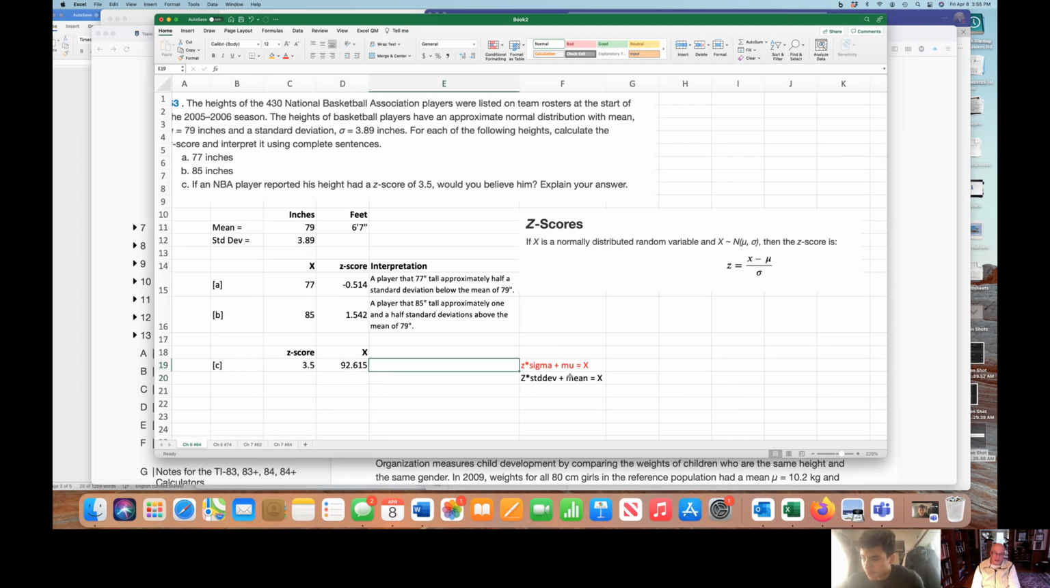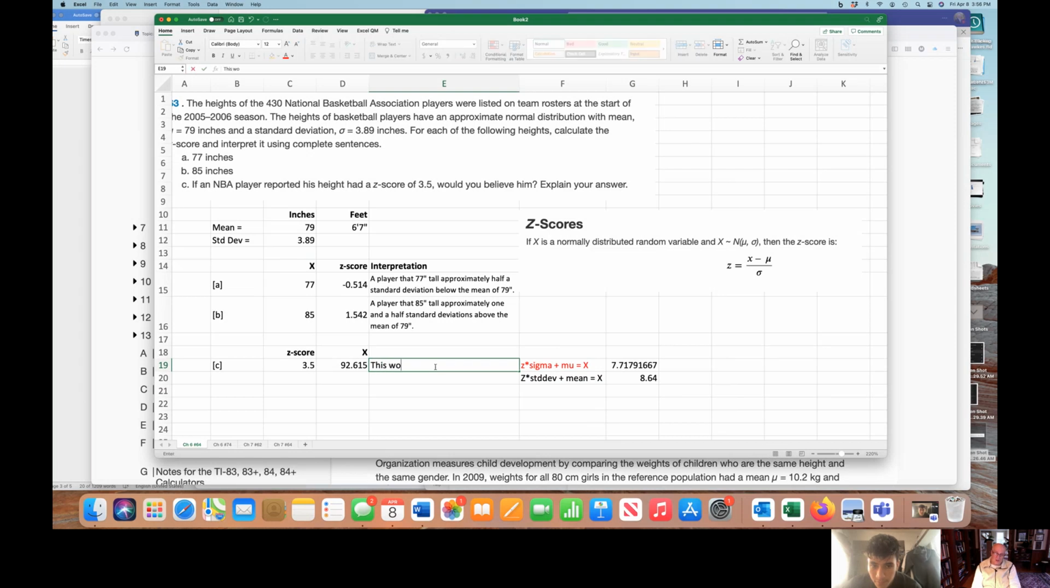92 inches, if I take 92 and divide it by 12, it's 7 feet 7 inches. Is it likely we have a 7'7" player? Not very likely. Would you believe him? No. He'd have to be 7 feet and 0.7 of 12 inches. So 0.7 is what of 12? Equals 12 times 0.72. Let's say he's 7'8".